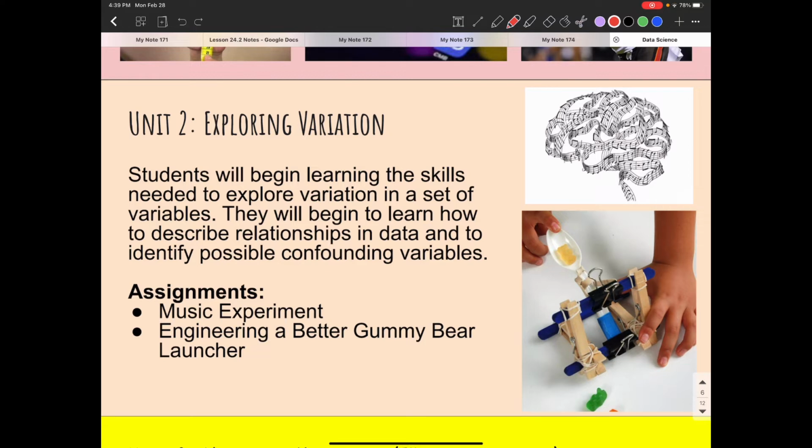One is a music experiment. The authentic practice of data science starts with a question. And for this assignment, students are going to explore the question, does music help us memorize content better? Not just with their opinions, but by designing and fully conducting an experiment. They're going to be randomly assigning classmates to try and memorize a specific passage with music or without music playing through their headphones. And they must then recall as much as they can from the passage.